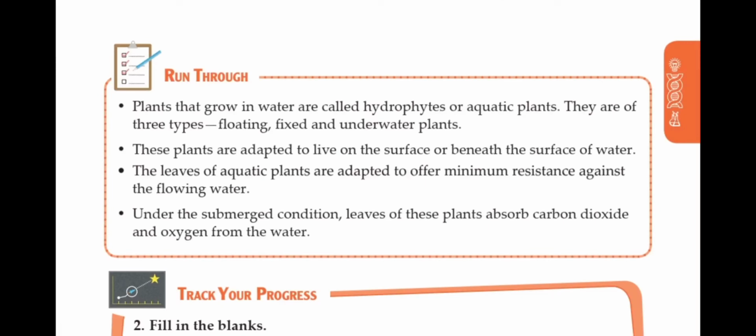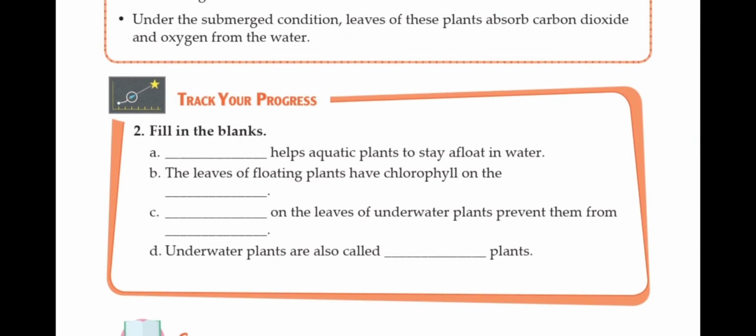Run through the chapter. Plants that grow in water are called hydrophytes or aquatic plants. They are of three types: floating, fixed, and underwater plants. These plants are adapted to live on the surface or beneath the surface of water. The leaves of aquatic plants are adapted to offer minimum resistance against the flowing water. Under submerged conditions, leaves of these plants absorb carbon dioxide and oxygen from the water.